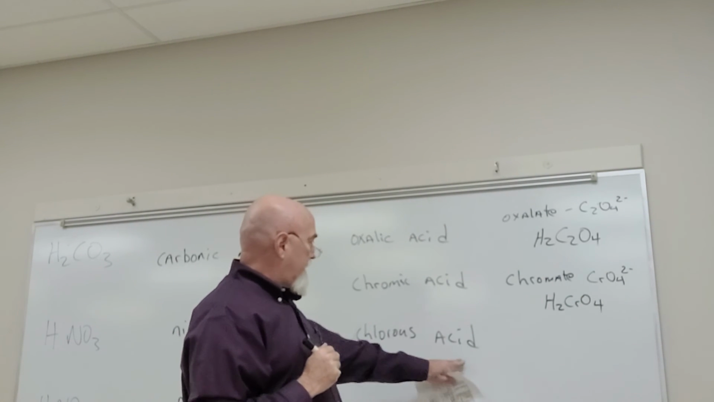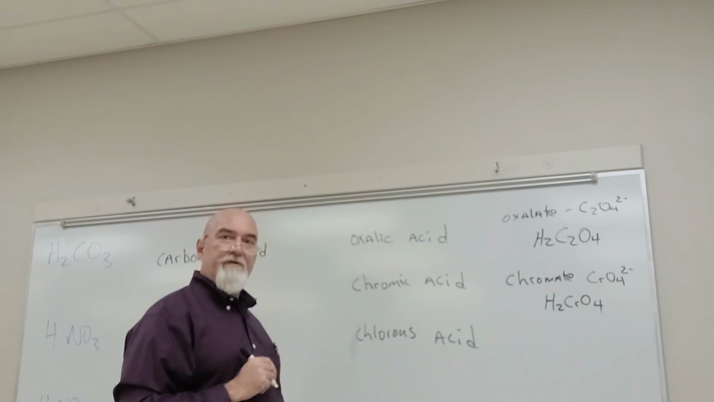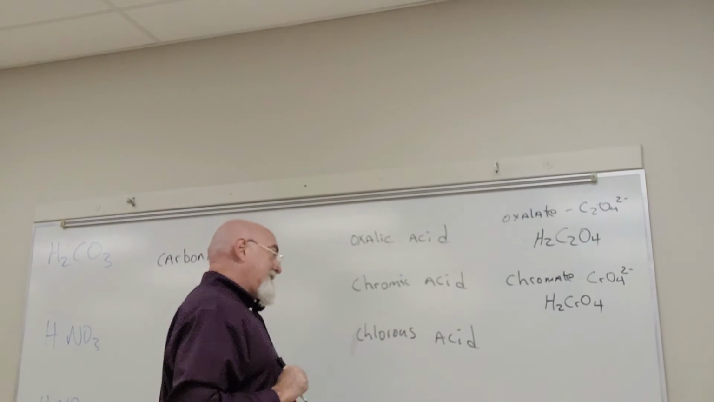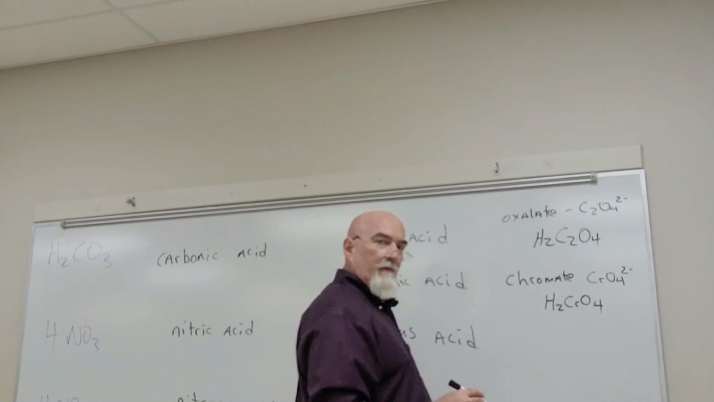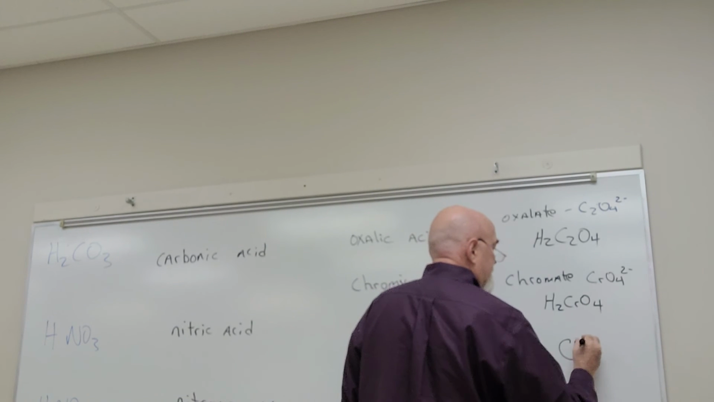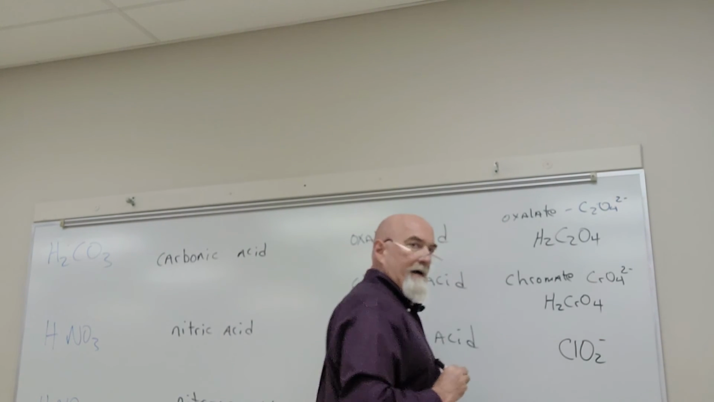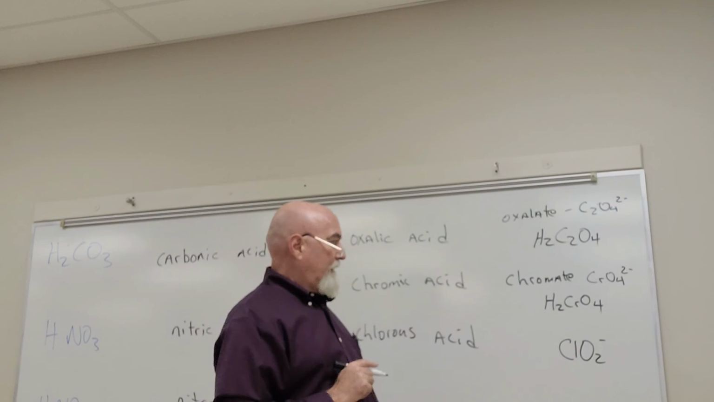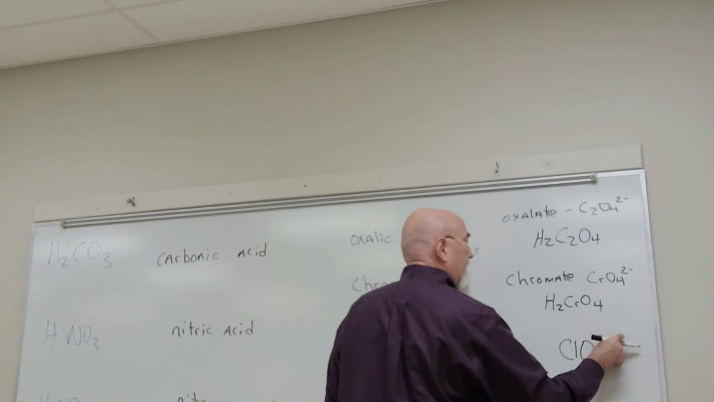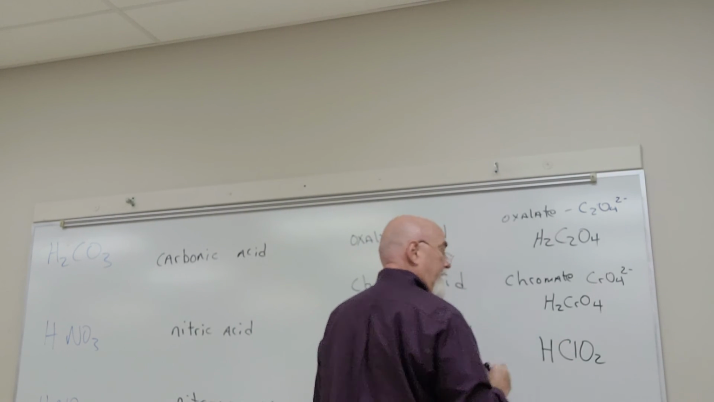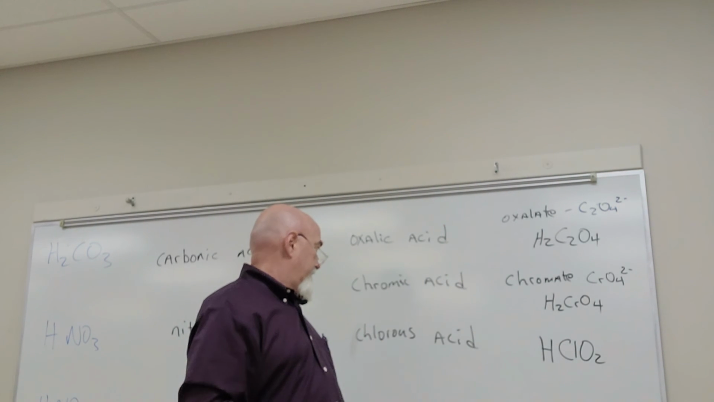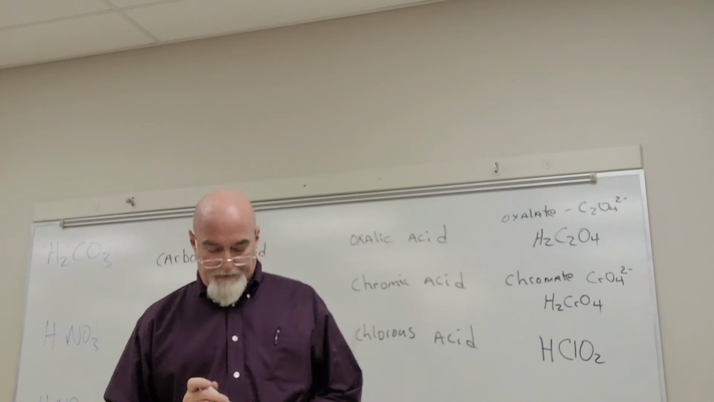Then I have chlorous acid. Here we see an OUS one. That's our ITE. So I have to look up chlorite. When you look that up, it's ClO2 with a -1 charge. It only needs 1 hydrogen. So that hydrogen goes in right there, and it's HClO2, chlorous acid.